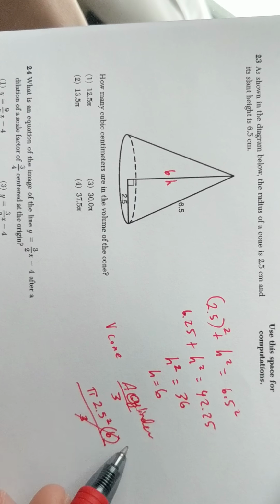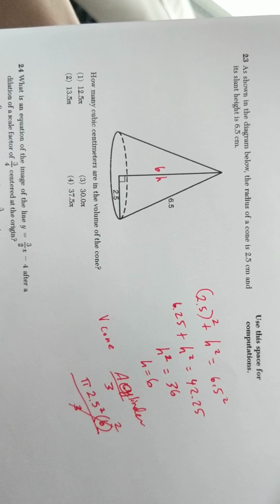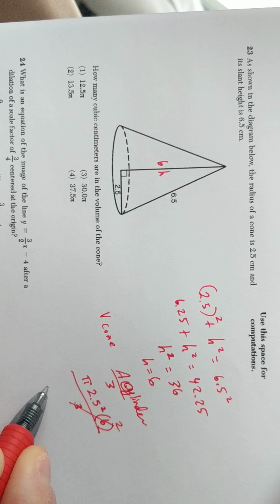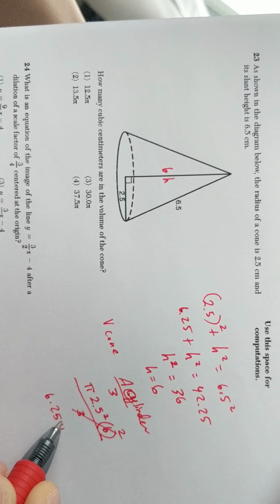And then, so this cancels to a 2, 2.5 squared. Oh, we already did that. So 6.25 pi.